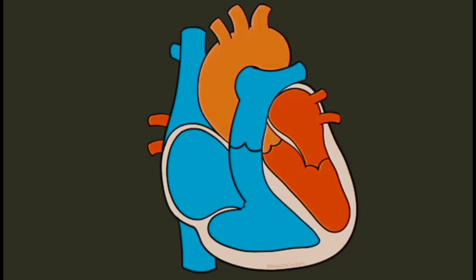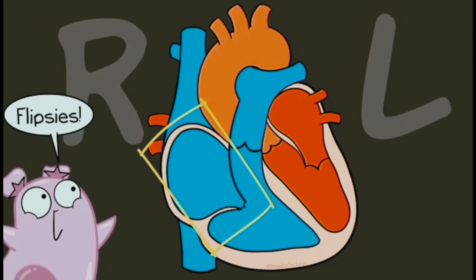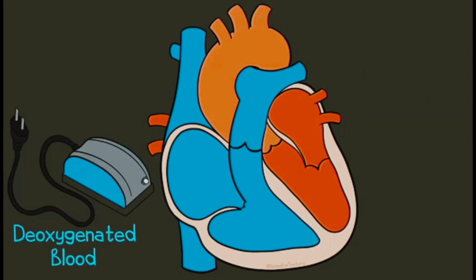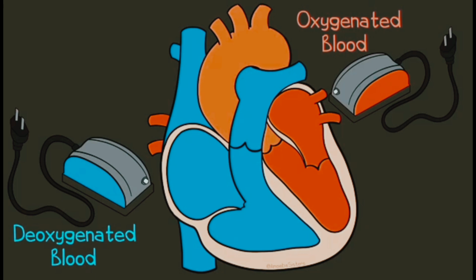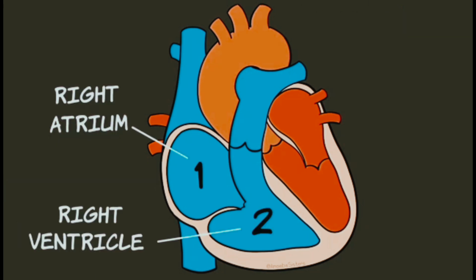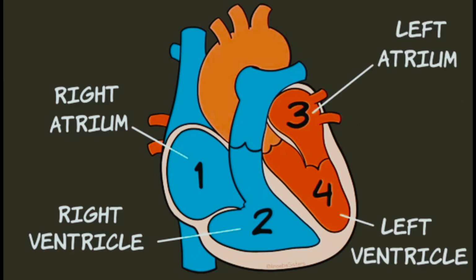So looking at this heart, the right side, and that's the person's right, so for you it will look opposite, pumps deoxygenated blood, and the left side pumps oxygenated blood. We can also see 4 chambers: the right atrium and right ventricle, and the left atrium and the left ventricle.